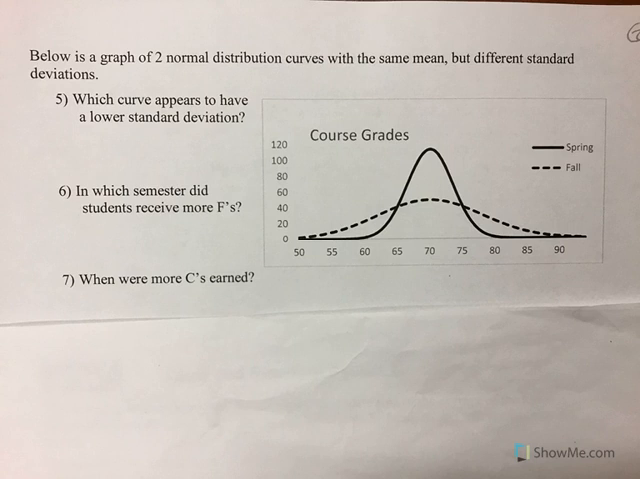Next page. So below are 2 normal distribution curves with the same mean. So if you would draw a line down the middle, that's not really the middle, but it's close enough. So which curve appears to have a lower standard deviation? So remember, if it's a low or a small standard deviation, the data is going to be clustered around the mean. So which one of these is clustered most around the mean? Well, maybe that red helped you see it, but it's this one, which is spring.